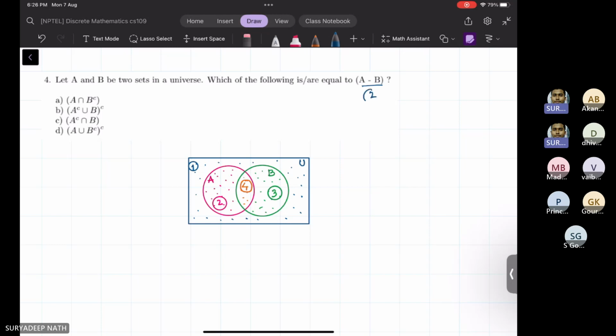So let me write it, region 2. Now, out of these four options, which of them represents region 2? So let us check first. If we say A, it is A intersection B complement. So B complement is basically all the region that is outside of B. So it is region 1 plus region 2.